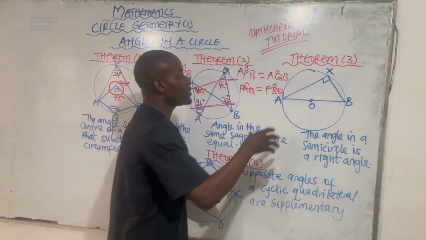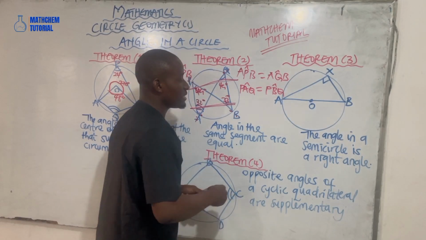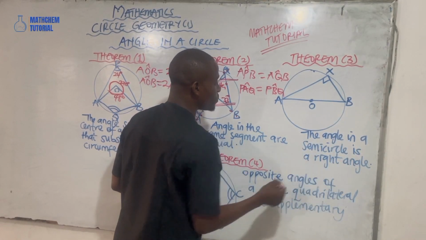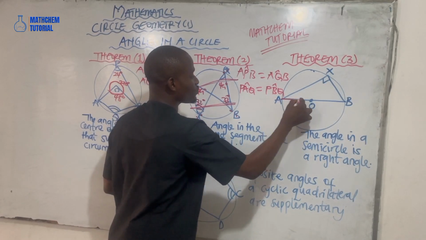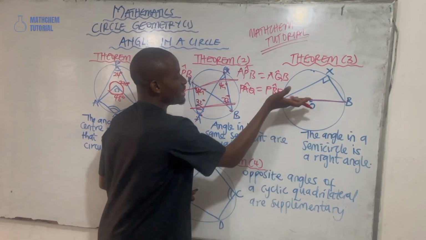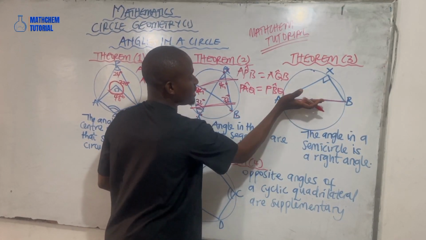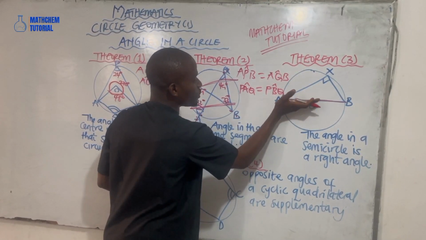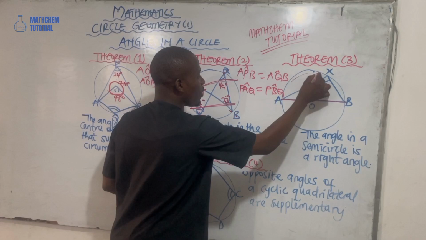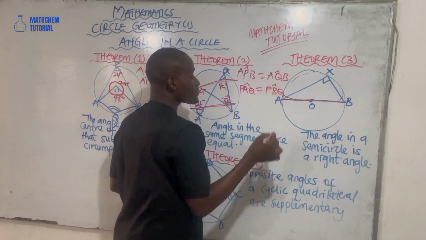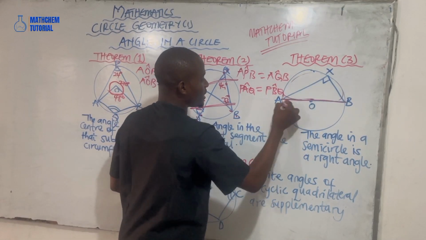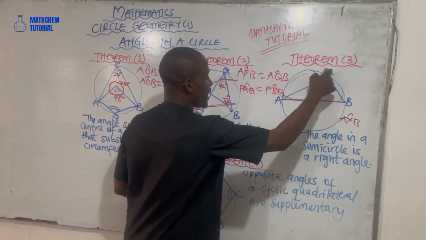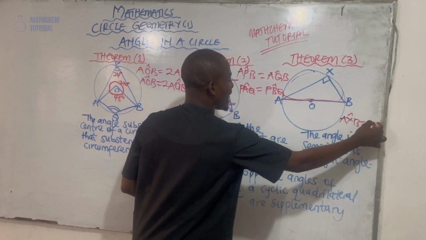Now let's move to theorem 3. This theorem 3 says the angle in a semicircle is a right angle. Look at this. This line passes through the center of the circle, meaning that here is a diameter, here is also a diameter. So here is half of the circle, here is also half of the circle. So any angle that occurs here is called a right angle. And that means angle AXB is equal to 90 degrees.